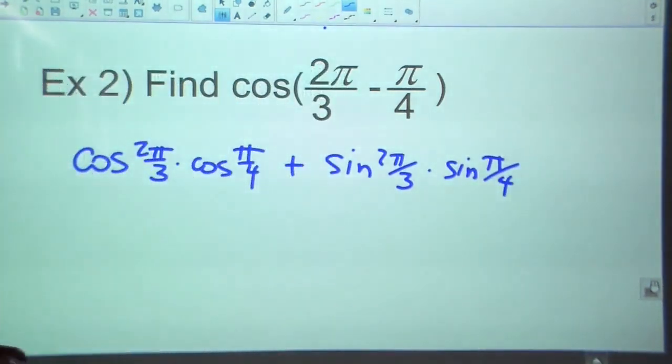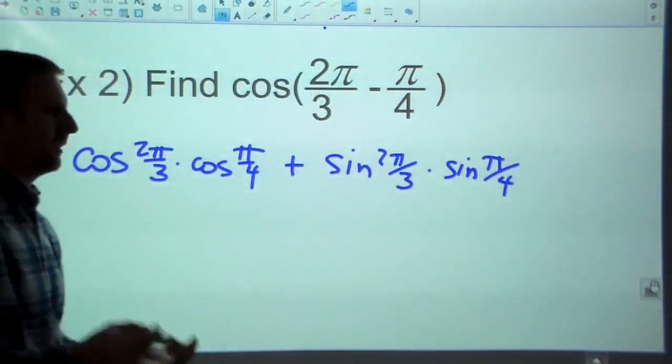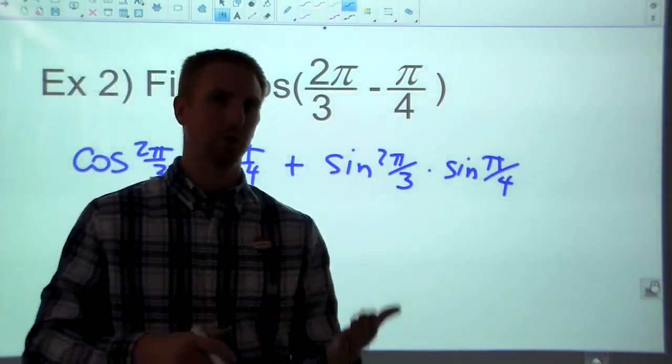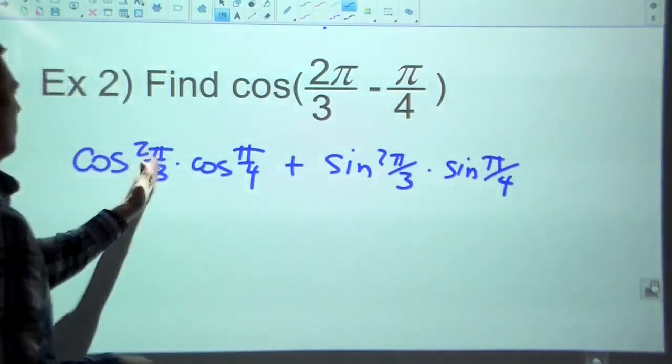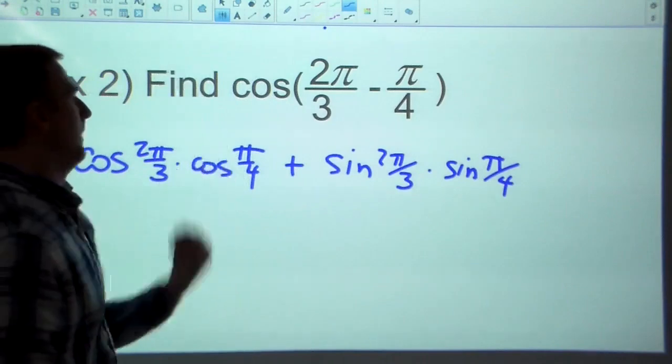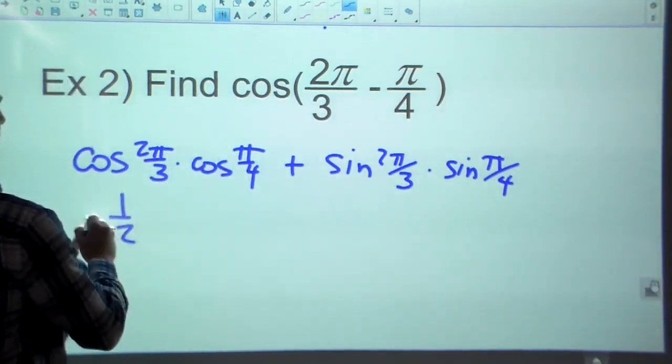Now you want to replace these with the unit circle values. So another reason to make sure you're really quick with those unit circle values. All right, well, cosine 2 pi over 3, that's going to be negative 1/2.